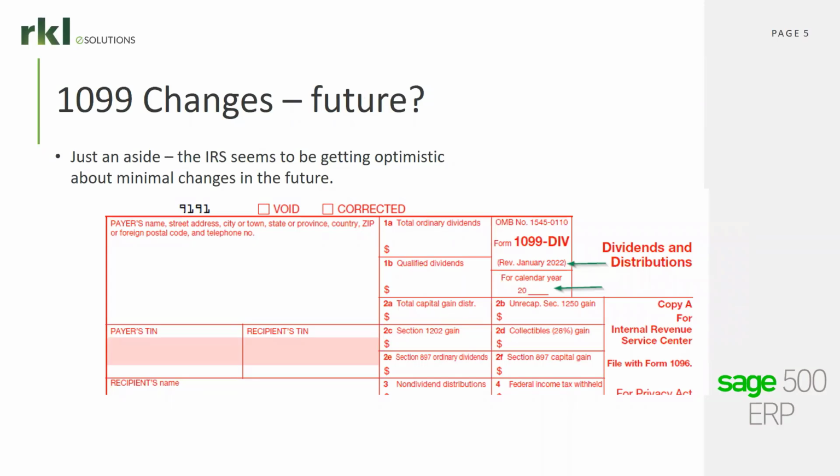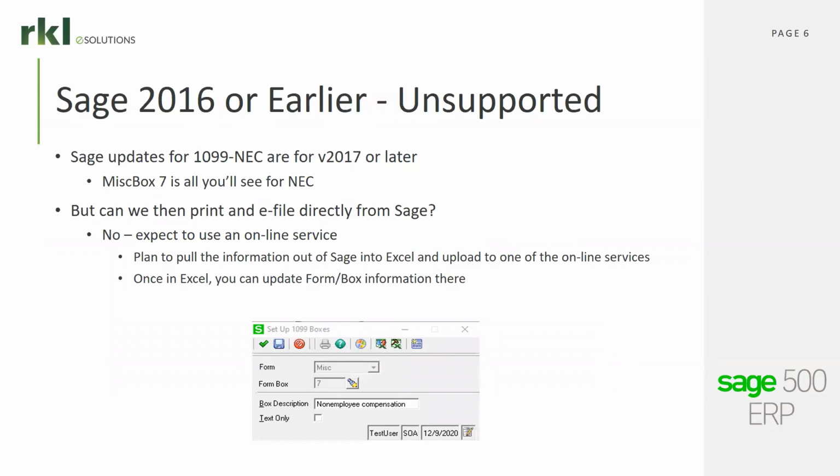So just as an aside, I noticed this morning that the IRS is so optimistic things aren't going to change that for the 1099 dividend form, they have a revision date of 2022. If you look at the little green arrows, they actually set things up so that you could put calendar year 20 and type in 21, 22, 23. They didn't even try that for miscellaneous, but they did that for interest and dividends, and I think they're optimistic. We'll see.